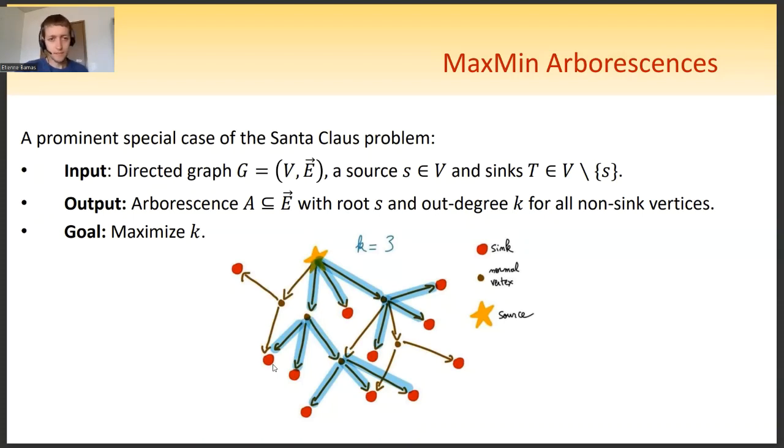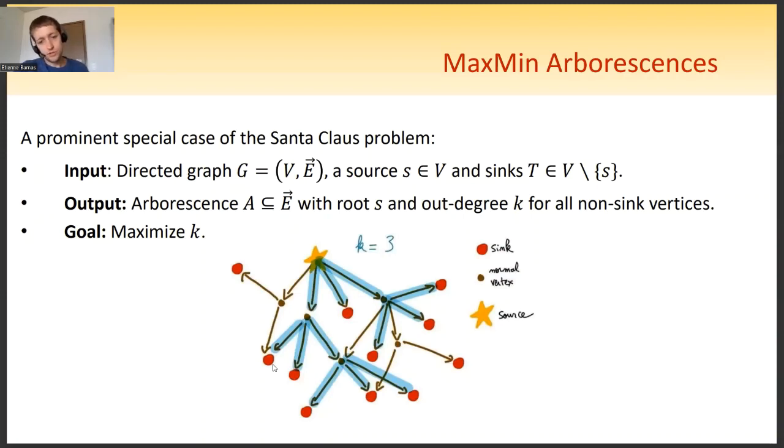I'm not proving formally why it's a special case of the Santa Claus problem, but it's fairly intuitive and hinted in the name. We want an arborescence that maximizes the minimum out degree, and Santa Claus was simply maximizing the minimum happiness. So this max-min arborescence problem is a special case of the Santa Claus problem.